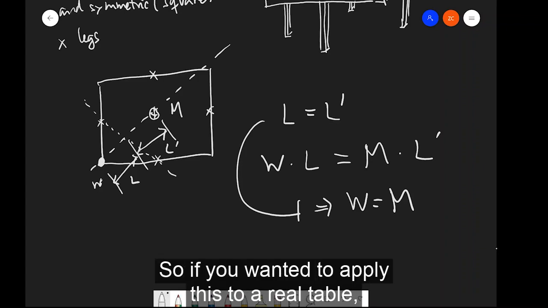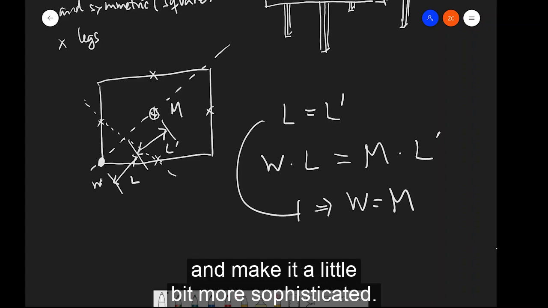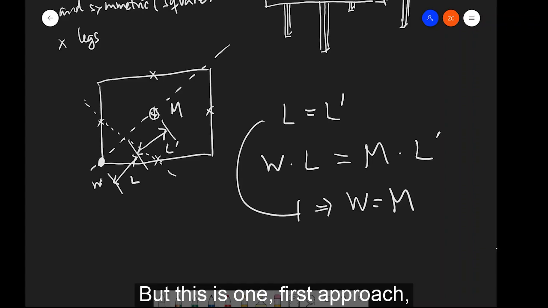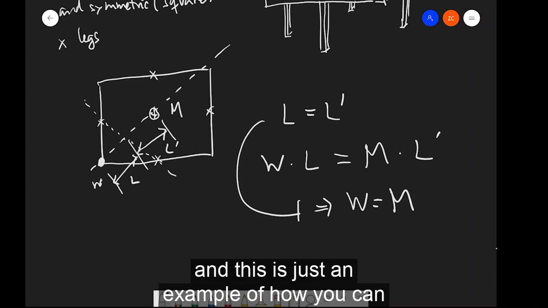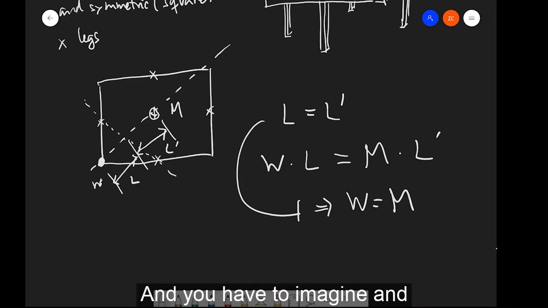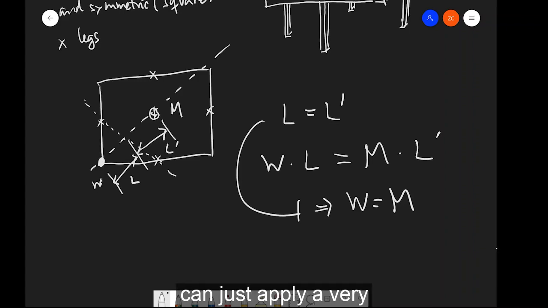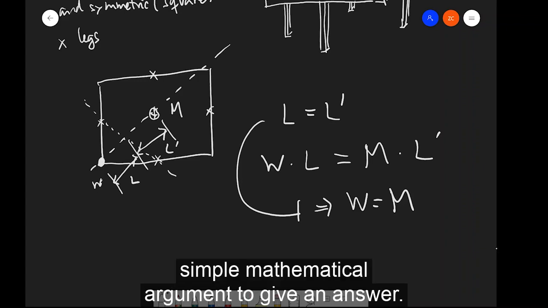So if you wanted to apply this to a real table, you would probably have to adapt it and make it a little bit more sophisticated. But this is one first approach. And this is just an example of how you can make a statement about something that doesn't even exist and you have to imagine, and simplify it to the point where you can just apply a very simple mathematical argument to give an answer.